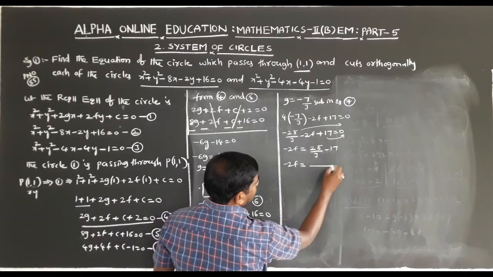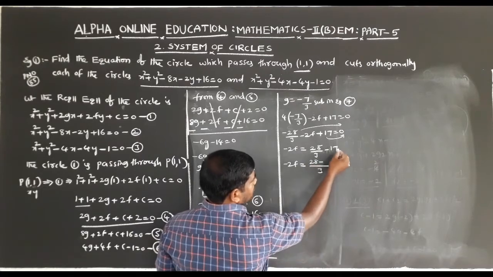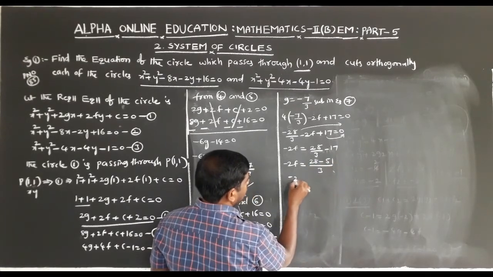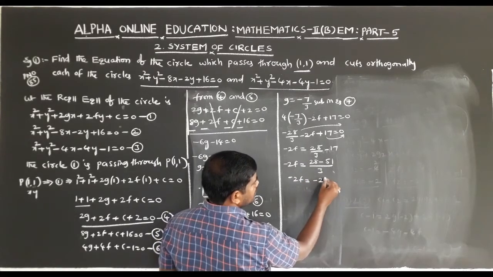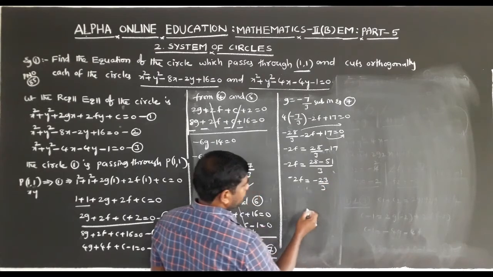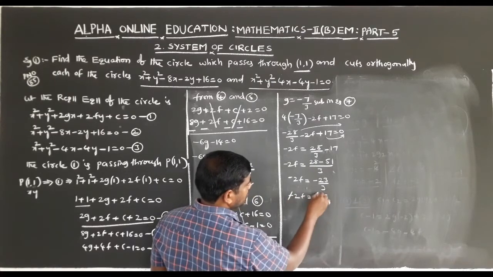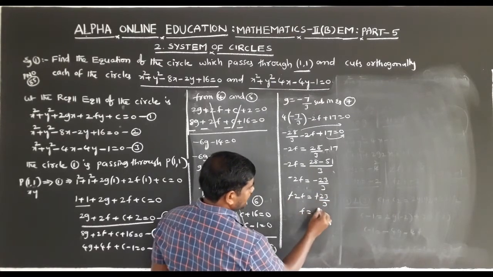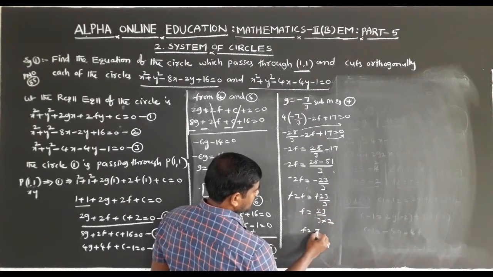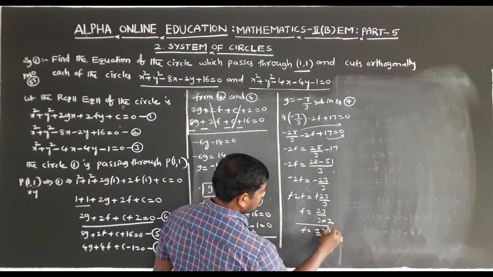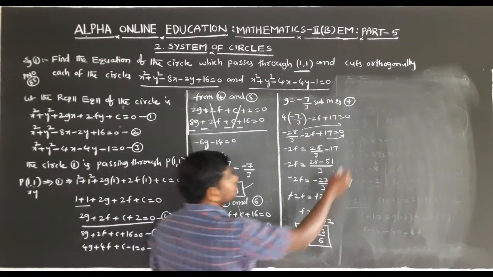Minus 2f is equal to, taking LCM 3, 28 minus 17 times 3, which is 51. Minus 2f is equal to 28 minus 51, minus 23 by 3. Minus 2f is equal to minus 23 by 3. Minus minus gets cancelled. f is equal to 23 by 3 into 2. f is equal to 23 by 6. So f is equal to 23 by 6.